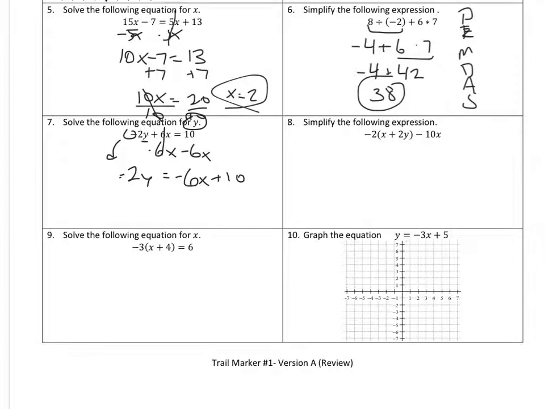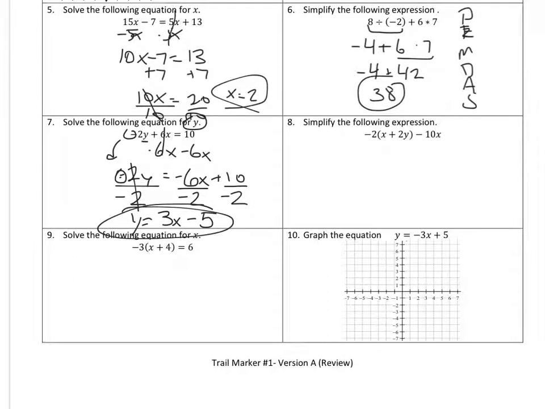So now I have negative 2y. I have to divide by the entire coefficient, not just the 2, the negative as well, so that this whole thing simplifies out, and I'm left with just y. A negative 6 divided by a negative 2 is a positive 3, and a 10 divided by a negative 2 is a negative 5.